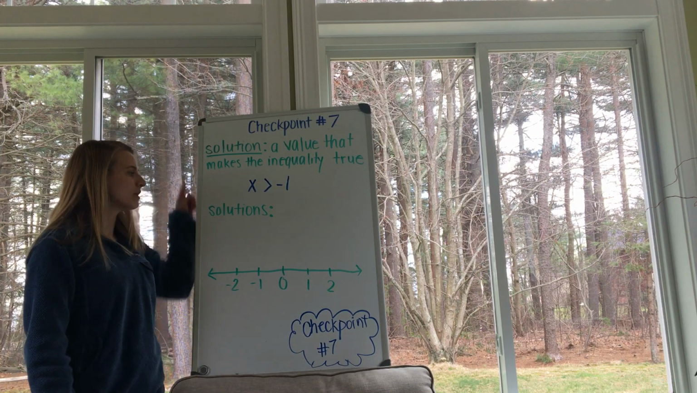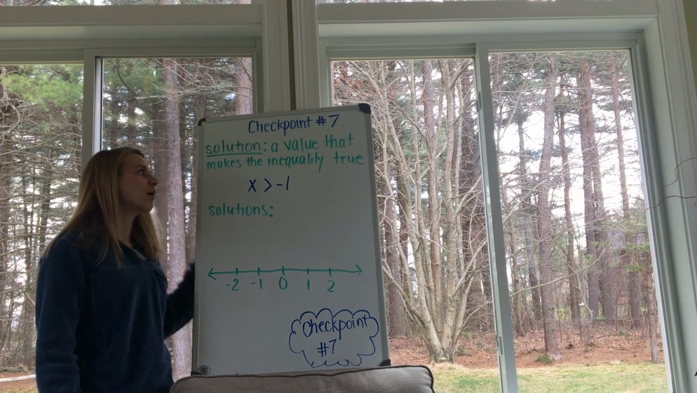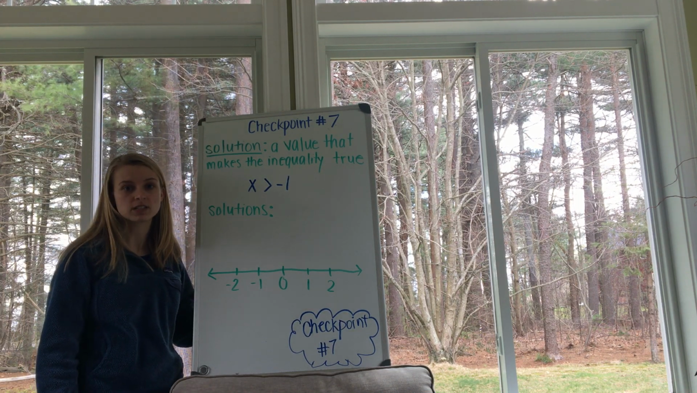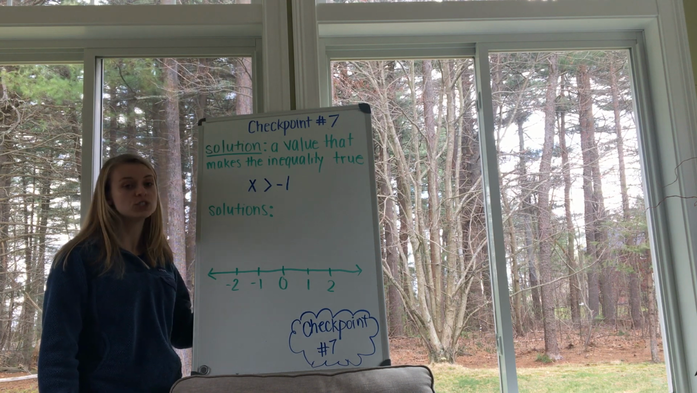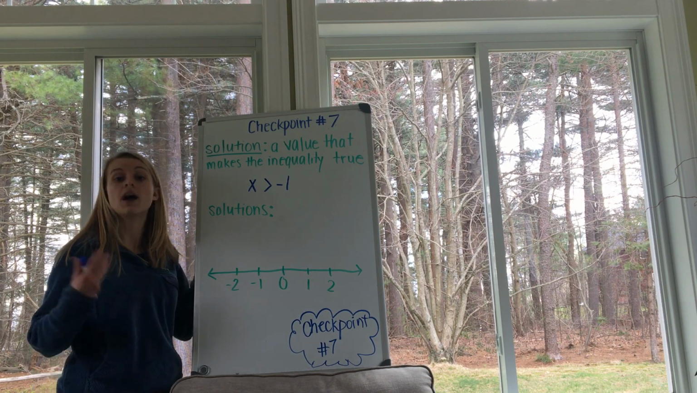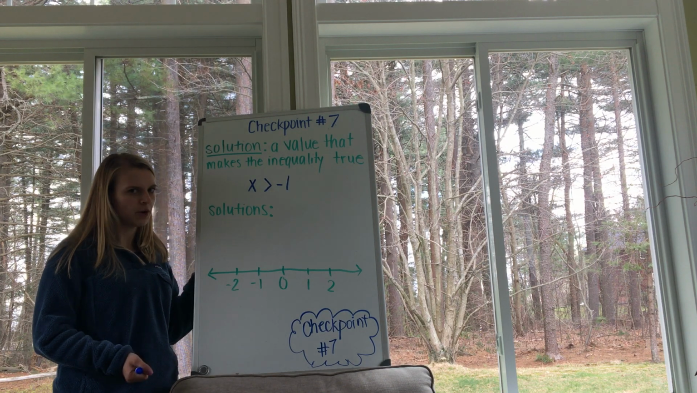So today, I'm going to go over the lesson so that you're able to do checkpoint number 7. One new vocabulary word that you're going to need to know is the word solution. So when we talk about finding solutions for inequalities, we're talking about a value or a number that makes the inequality true. We're going to go over that today.